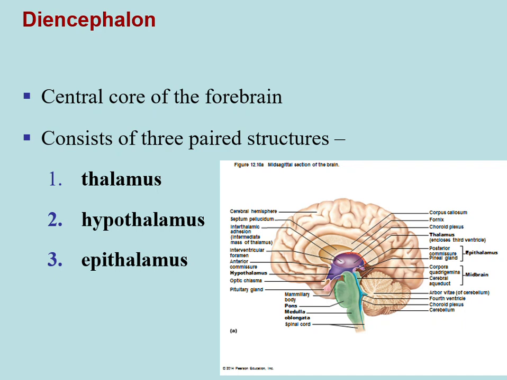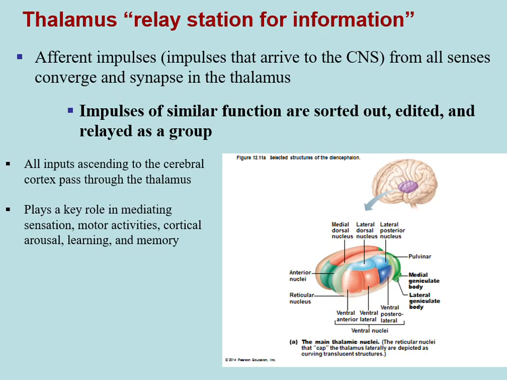Alright, we're going to look at the diencephalon next. There's not nearly as much information to cover, but this is the central core of the forebrain. It consists of three structures: the thalamus, hypothalamus, and epithalamus. So when it comes to the thalamus, it is the relay station for information.